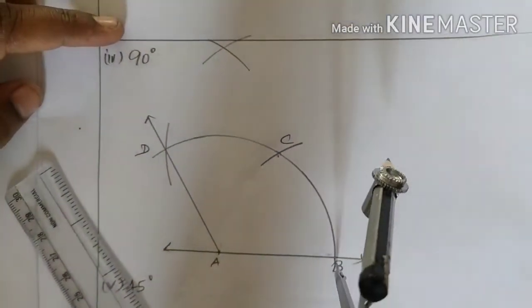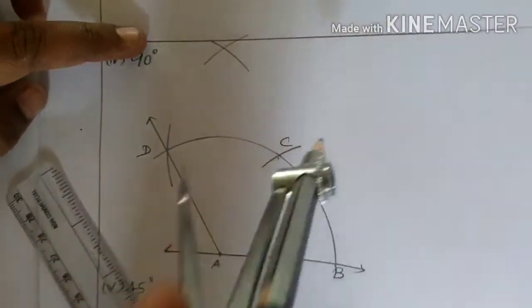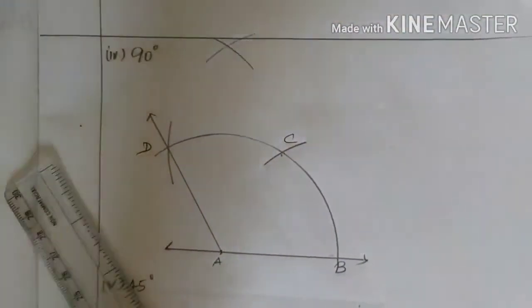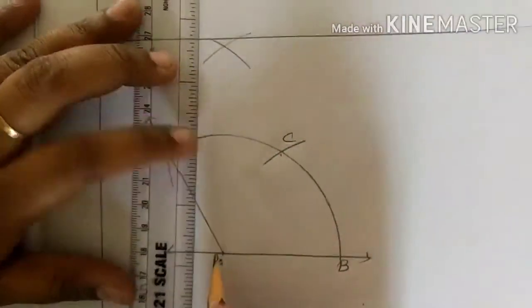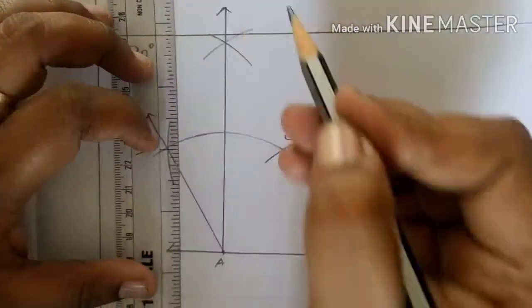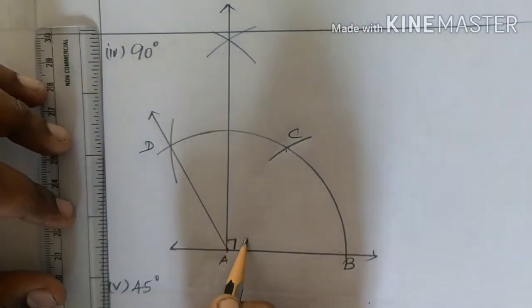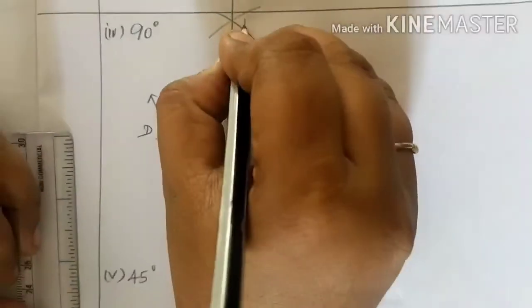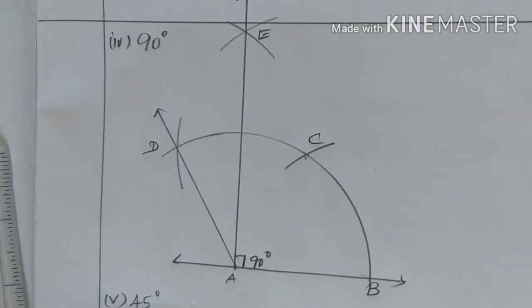When drawing the 30 degree, we draw the arc by keeping the compass at B and C. Now, when drawing the 90 degree, we have to draw the arc by keeping it at C and D. Okay, now after drawing the arc, if I join this arc, I will get exactly 90 degree, and mark this point as E.